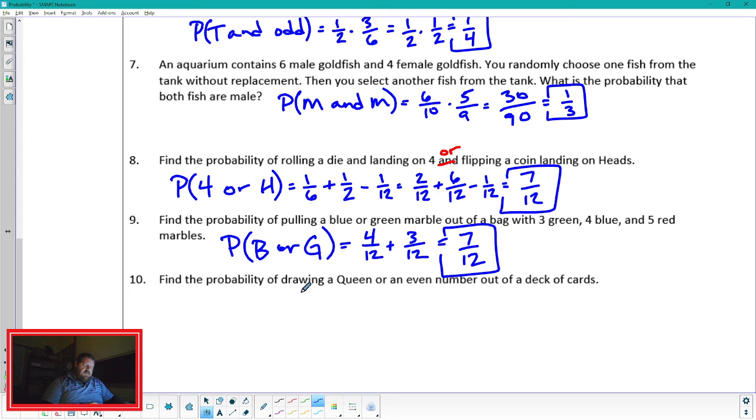Last one on this side, find the probability of drawing a queen or an even number. So we have queen, or even.